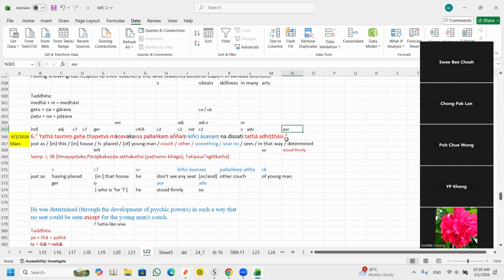This is also subject. That means he stood firmly there. So if you look in the dictionary, or you refer to your book. You must refer to the book. The book already gives you the answer.